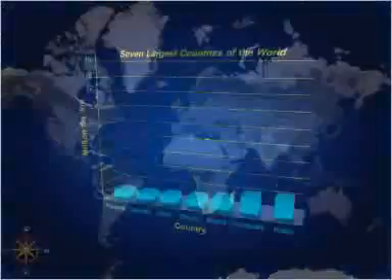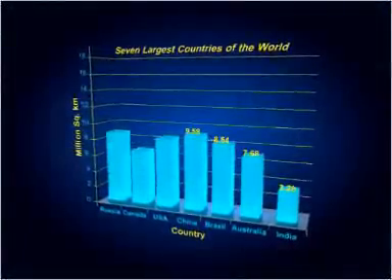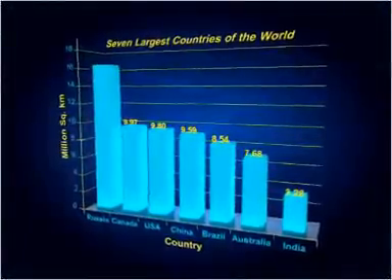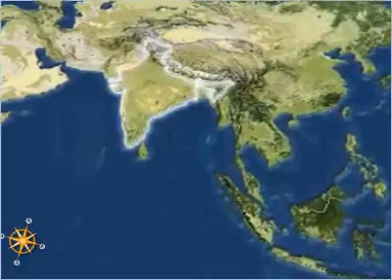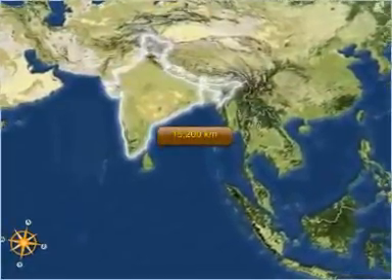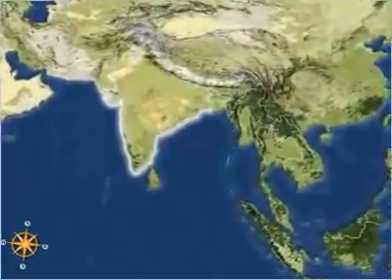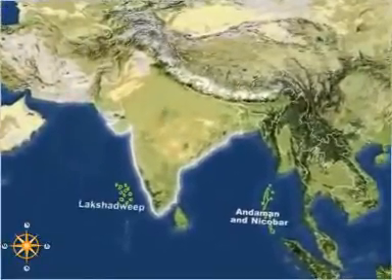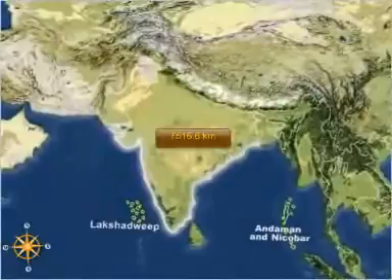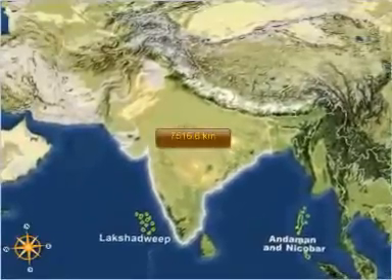Look at this graph. From the graph, you can clearly see that India is the 7th largest country in the world. The land boundary of India is about 15,200 kilometers, and the total length of the coastline of the mainland, including Andaman and Nicobar and Lakshadweep, is 7,516.6 kilometers.